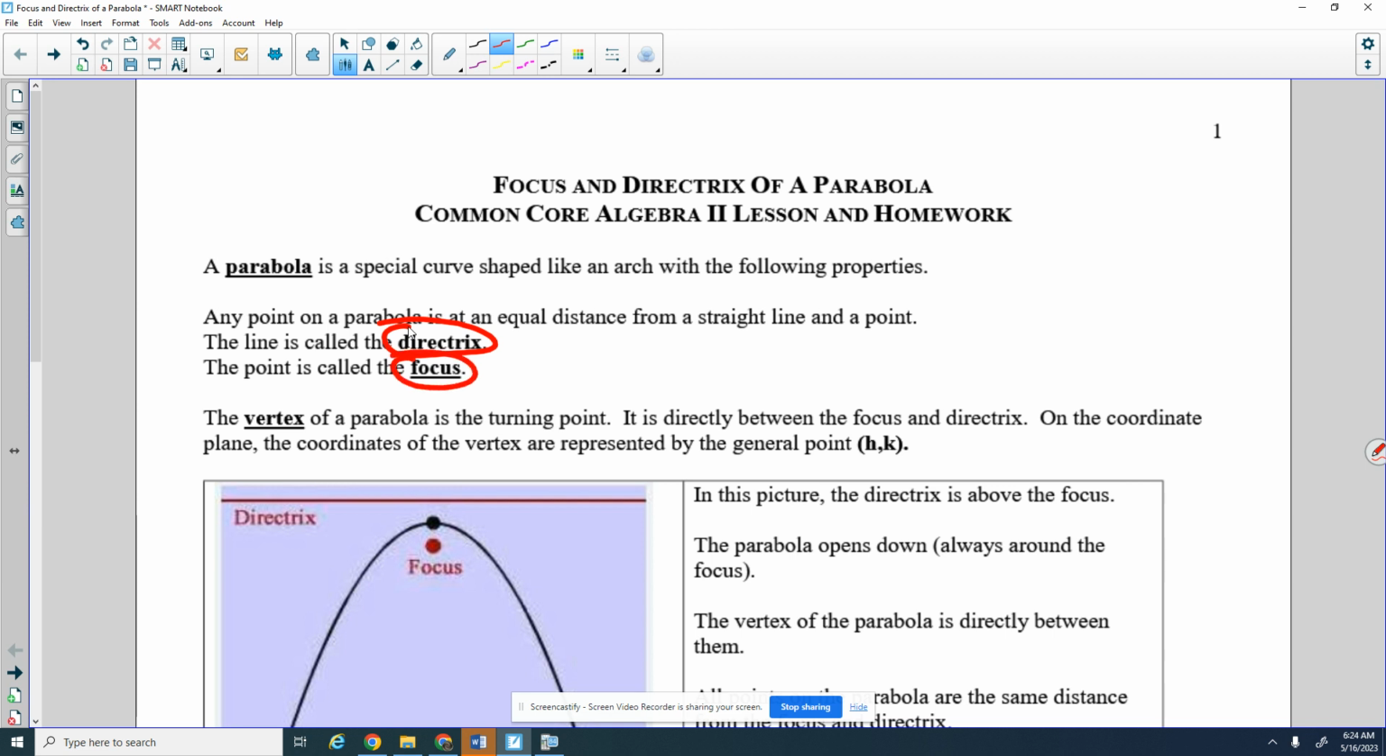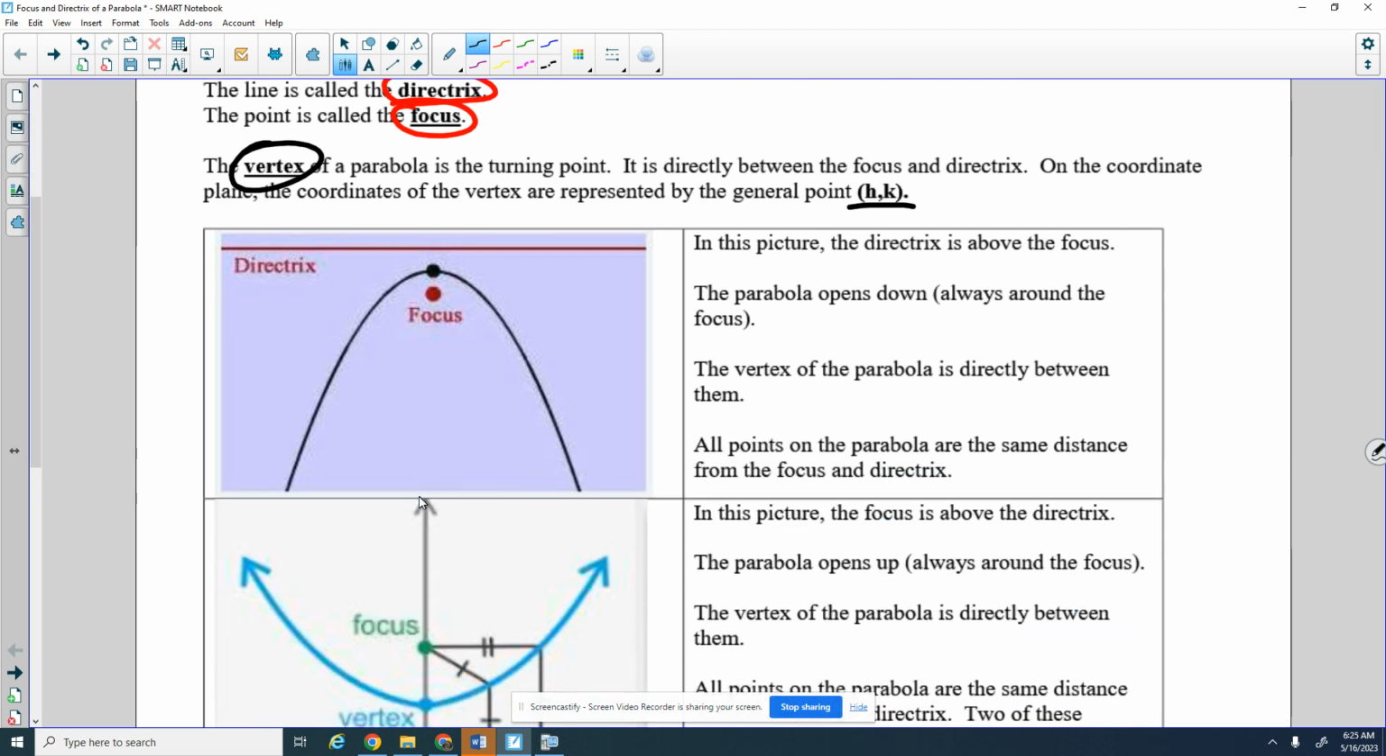So these are important vocabulary words. We're going to look at some pictures to see how this works. The vertex of a parabola is the turning point. So this is our third vocabulary word. It is directly between the focus and the directrix. On the coordinate plane, the coordinates of the vertex are represented by the general point (h, k). So here's our first picture, and I kind of raised the complexity with each picture.